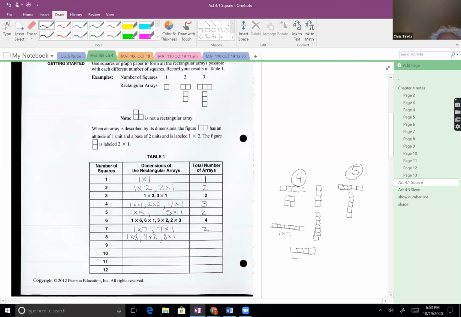Now I want to take a minute and look at that 4 by 2. It looks something sort of like that. Could we have put it a different way, on its end, and gotten 2 by 4? Yep. So I think we're going to add one more, which is 2 by 4, which gives us 4 altogether. Does that make sense? Yep.